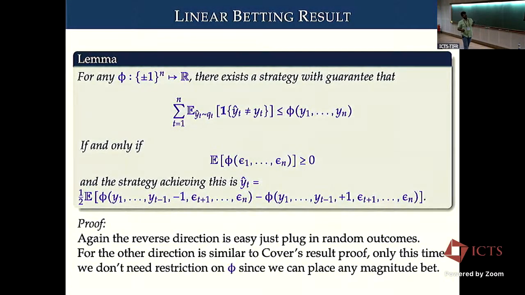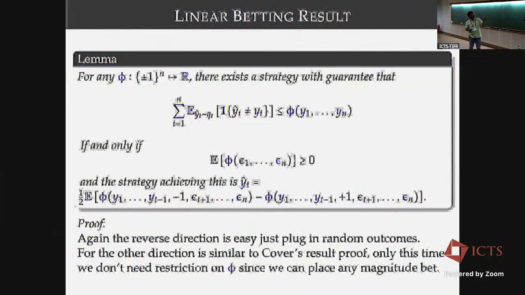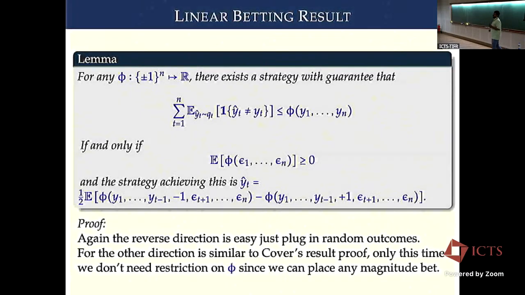It says that you give me any function phi. Oh, I guess I still haven't corrected the slides, I should have. This should have been the sum of minus ŷ_t times y_t. So the loss over the n rounds is upper bounded by phi of y_1 through y_n if and only if the expected phi under epsilon is greater than or equal to 0. Again, A, the top quantity here, implying B is simple, because this is true for every single y_1 through y_n. Take it for epsilons which are Rademacher random variables, that will imply B. B implying A is the harder part, and for that you use specifically the strategy here.